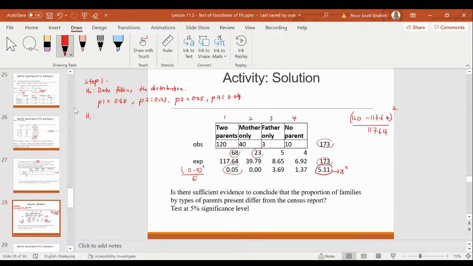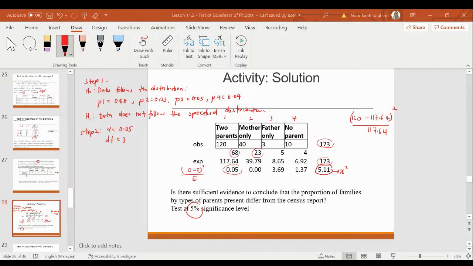And H1: data does not follow the specified distribution. Step 2, rejection region. We have to refer to the chi-square table. So we need the alpha. That's at the 5% significance level. Alpha is 0.05. Degrees of freedom is the number of categories minus 1. So there are 4 categories here, 4 minus 1 equals 3.